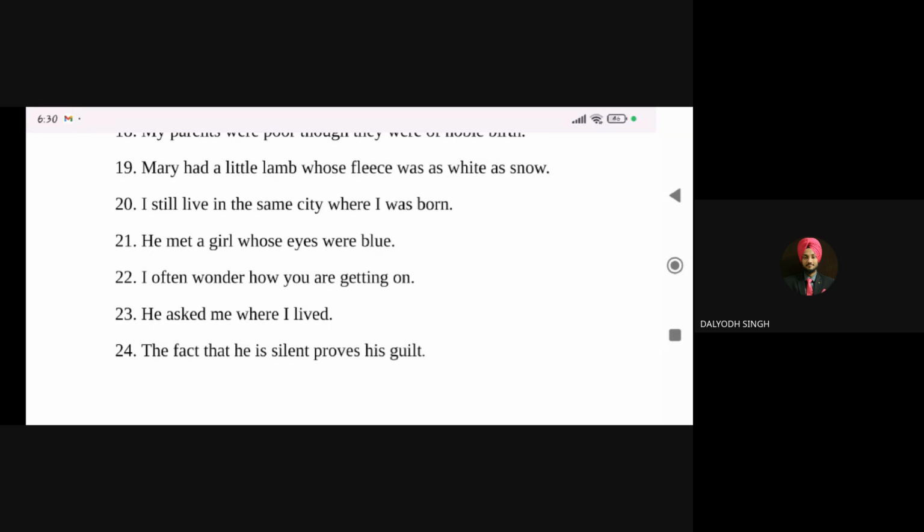He asked where I lived. What? Where I lived is your direct object, and me is your indirect object. So then what is where I lived? Noun clause, ma'am. Noun clause, because it's occupying the object position.